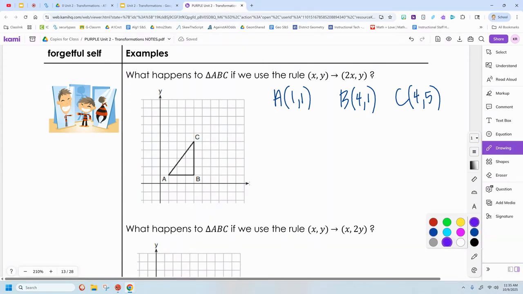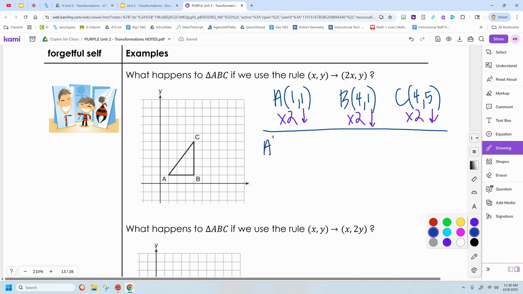If we take the rule, take the X and Y pairs, and multiply the X by 2 but leave the Y alone, let's see what we get. Every X is going to get multiplied by 2. You could either say I'm going to take the Y and multiply it by 1, or you could just say it's just going to move down the way it is. Okay.